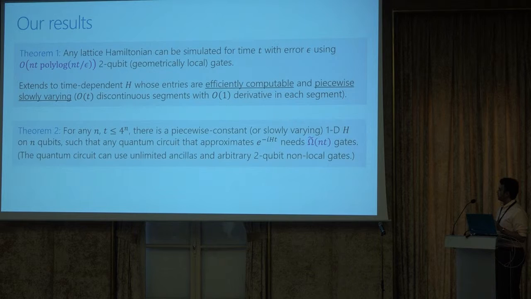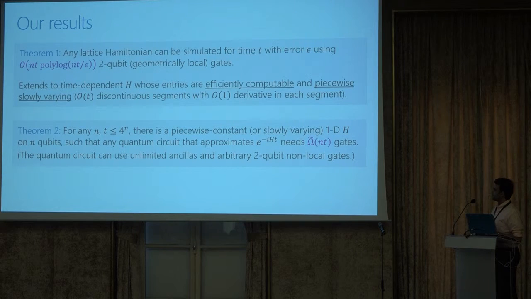And we show a matching lower bound, which is that for any n and t up to some exponential, there is a piecewise constant Hamiltonian or a slowly varying Hamiltonian, it's your choice, that's in fact a one-dimensional Hamiltonian, so the qubits are just laid out on a line, such that any quantum circuit that approximates this operation needs order n times t gates. So up to log factors, that's a matching lower bound in n and t.